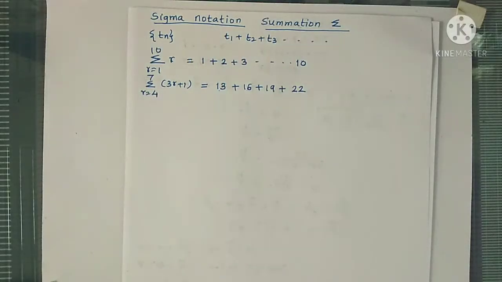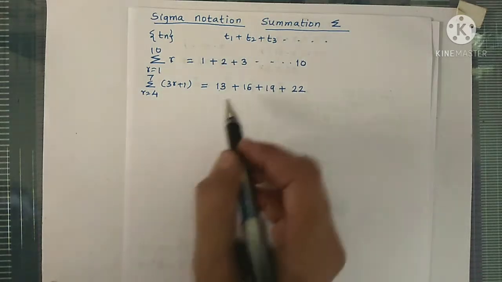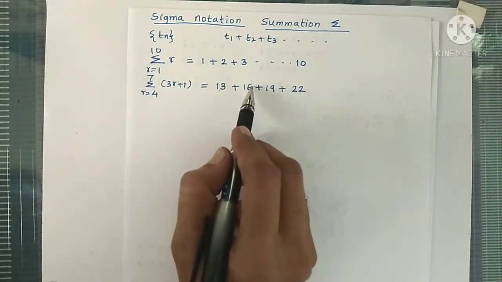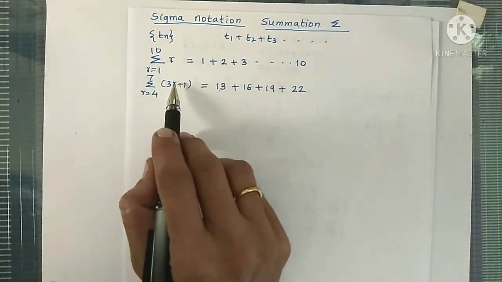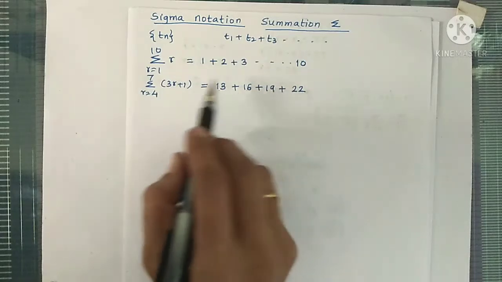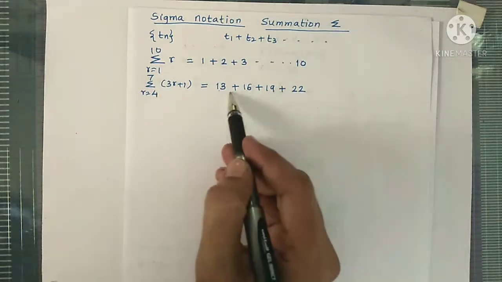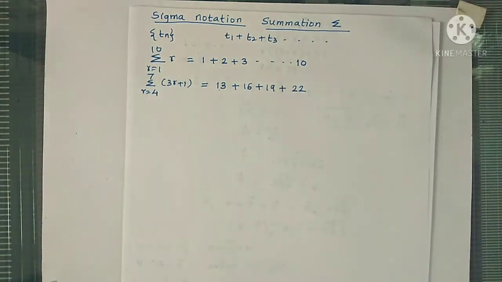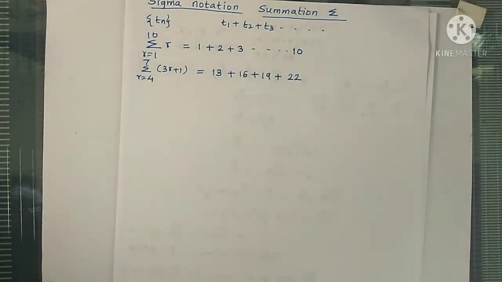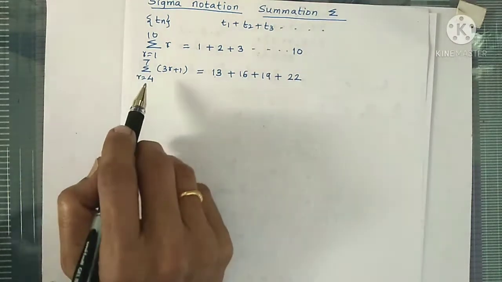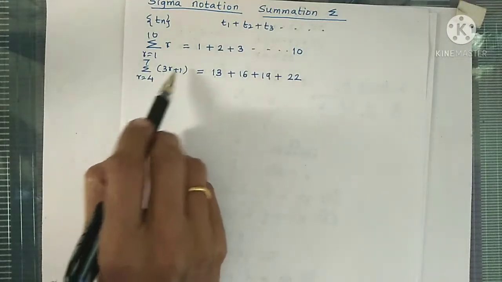So here we have r equal to 4 to r equal to 7. So we have 4, 5, 6 and 7. That means in all we have 4 terms. So substituting r equal to 4, we get this value. Then substituting r equal to 5, we get 16. R equal to 6, we get 19. And for r equal to 7, we get 22. So this is the sum. You can see here that it is an AP. So to write this big sum, we can write it in compact form like this.